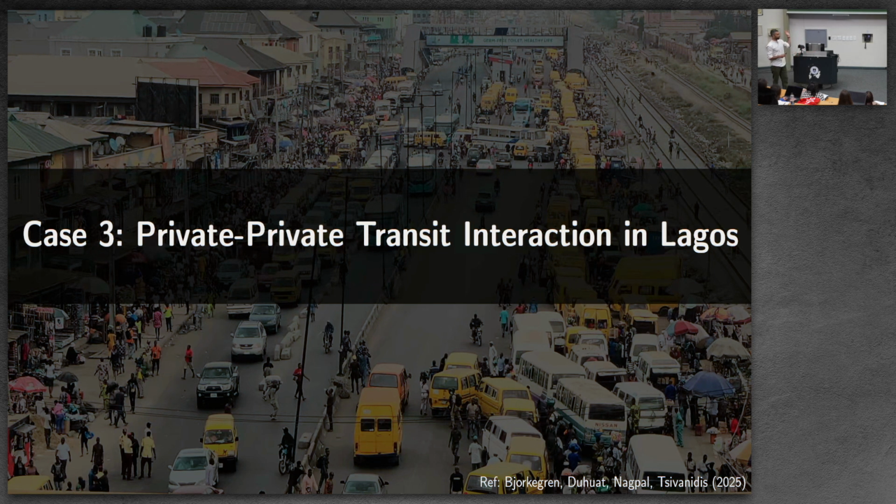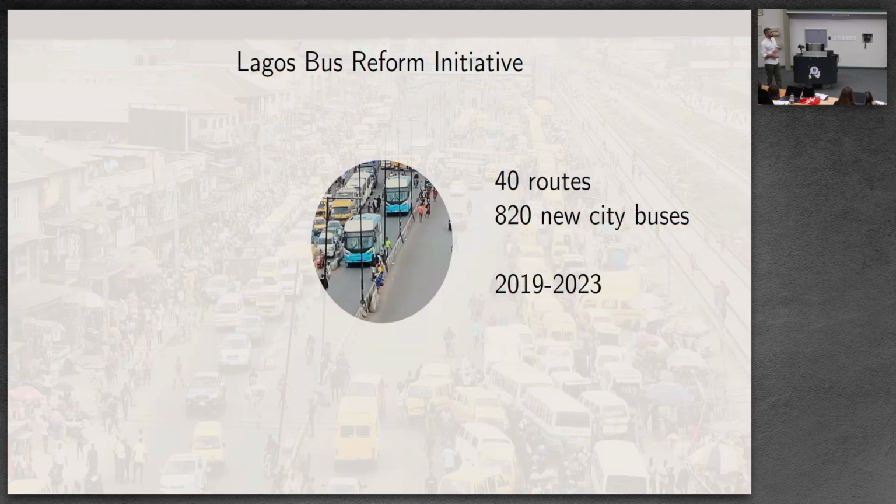Okay, so that first project was about the impact of new public transit infrastructure, but it kind of ignored the private sector, exactly as you were talking about. So this second paper is going to look at actually the same question. Here we have the government of Lagos, which undertook a bus reform initiative, which consisted of opening up 40 new routes with 820 buses over a 4-year period, which is roughly the size of San Francisco's bus system, but just being jump-started in a couple of years.